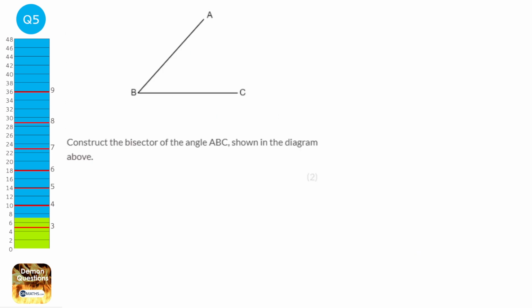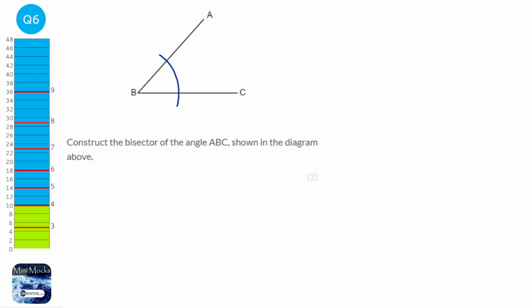There's a very specific way to draw an angle bisector, and you start off with a pair of compasses and put the point on B, and then draw an arc from B. And it doesn't matter what the distance is, as long as it's roughly maybe halfway between A and B.